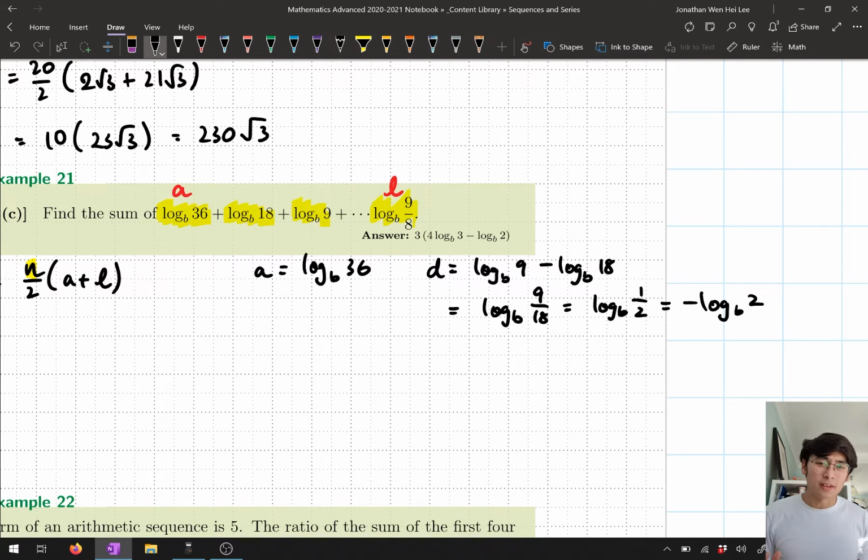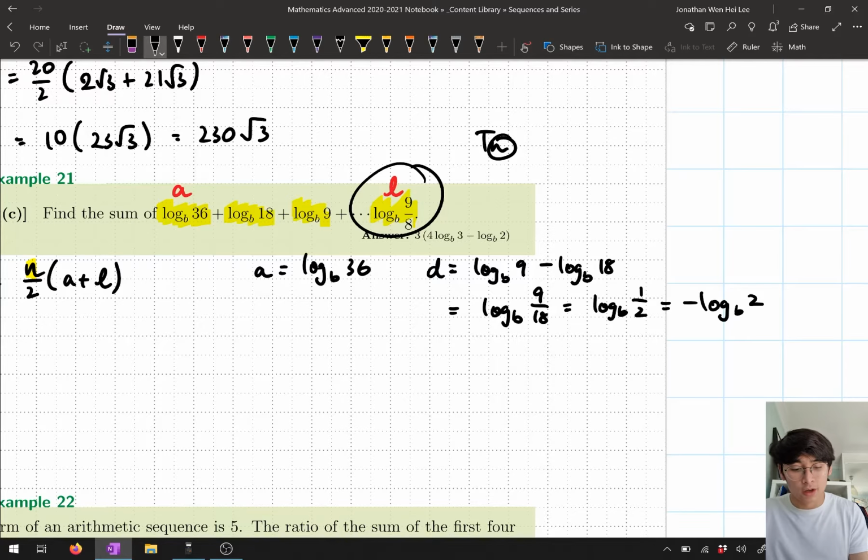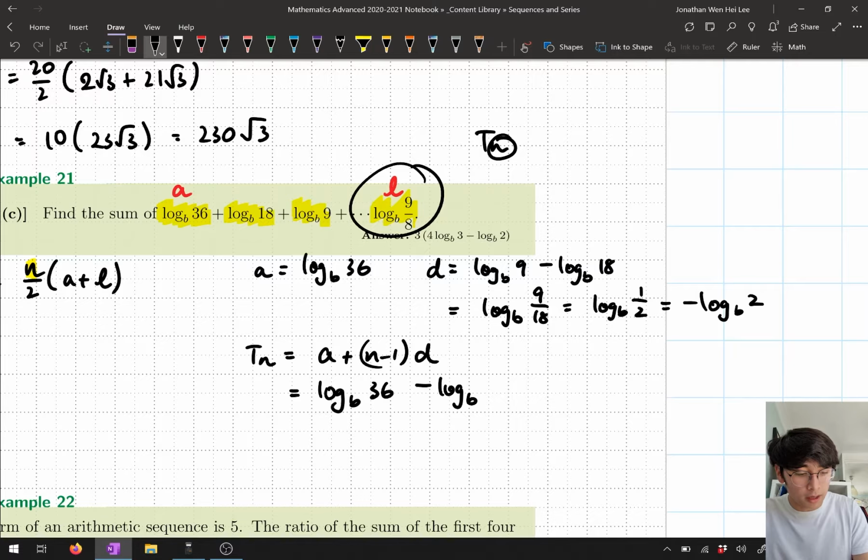Now, the reason why I've done this is because I want to figure out what term this is. I want to find out what the value of this n is. So what I can do is write my Tn formula, which is equal to a plus n minus 1 times d, or in this case, it's just going to be log base 36 minus log base 2 times n minus 1.